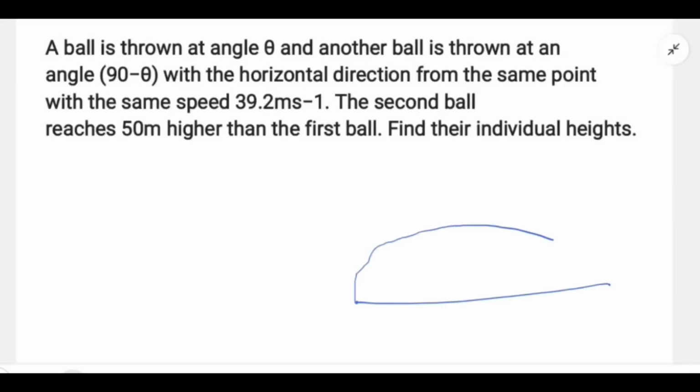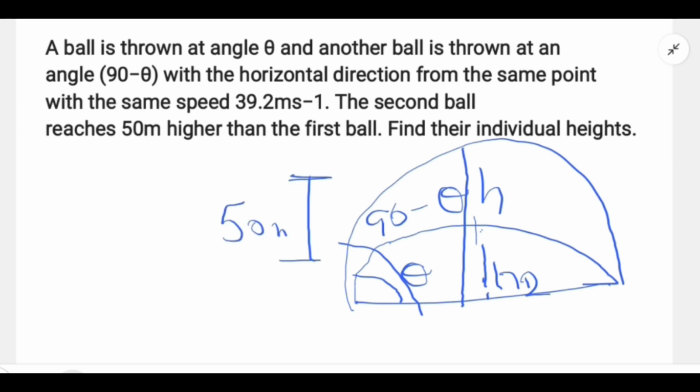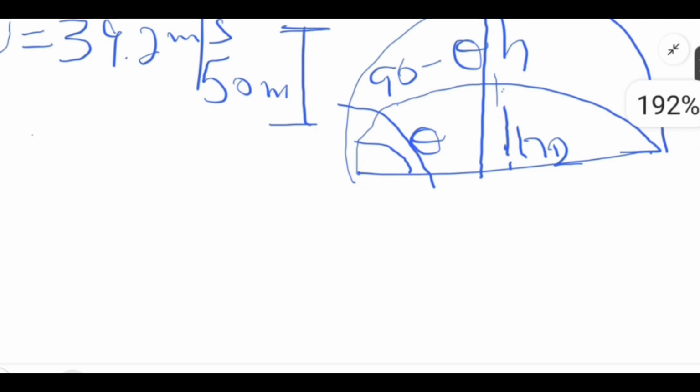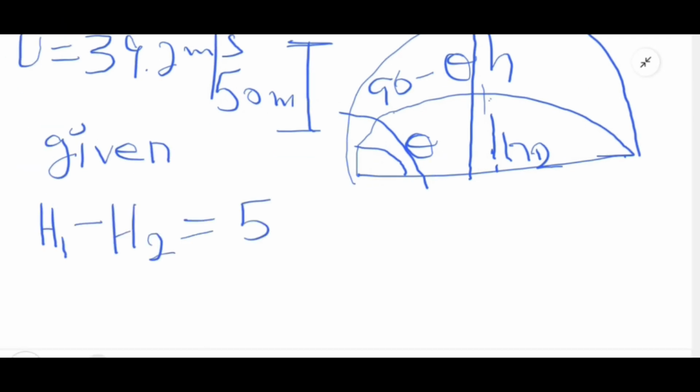The question is that a ball is projected at angle theta, and another ball is projected from the same point at 90 minus theta. Let the height of the first ball be h2 and the second ball be h1. The second ball rises 50 meters higher than the first ball. The initial speed is given, and it is given that h1 minus h2 is equal to 50, according to the question.